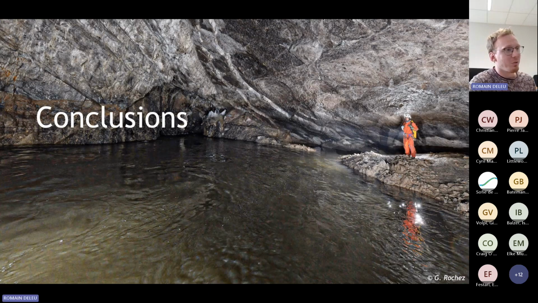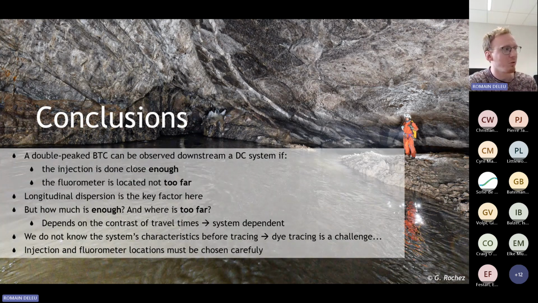So the conclusion of this work is that a double peak breakthrough curve can be observed downstream of a diffluence-confluence system if the injection is done close enough, and the fluorometer is located not too far. The longitudinal dispersion is the key factor here. But the question is how much is enough and where is too far? How can we know that we inject close enough and how can we know that we place the fluorometer not too far? Well, this entirely depends on the contrast of travel times. So this is dependent on the system.